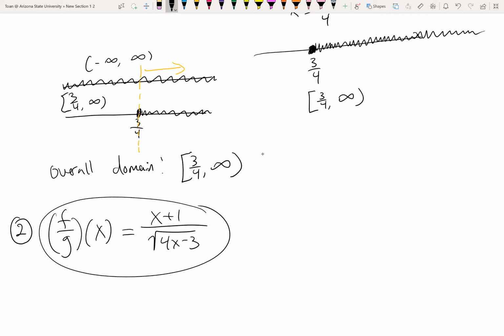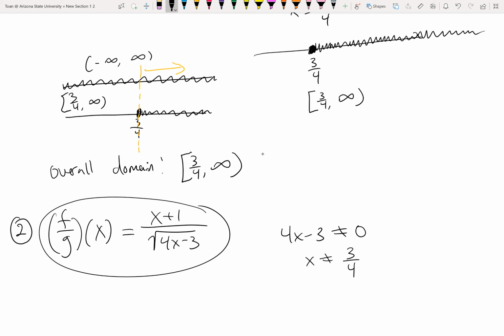And now we have to find the domain. How does the domain differ between adding, subtracting, multiplying, and dividing? Well, we have to ensure that the denominator cannot equal 0. So, just as before, you just set the inside stuff, 4x minus 3, not equaling 0. Hopefully this should be very easy, and we get that x cannot equal 3/4.